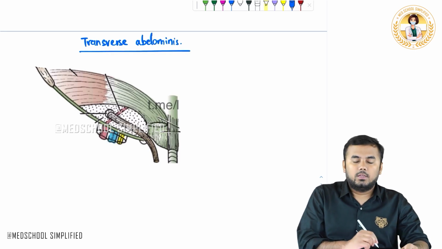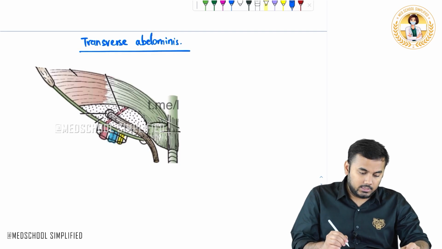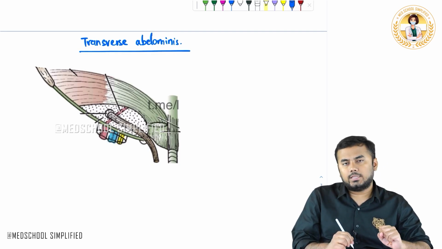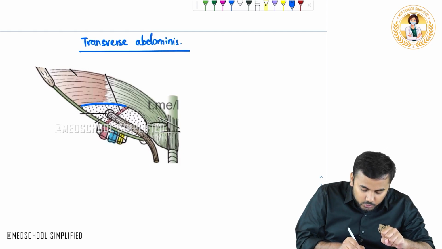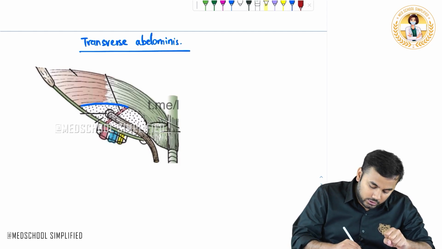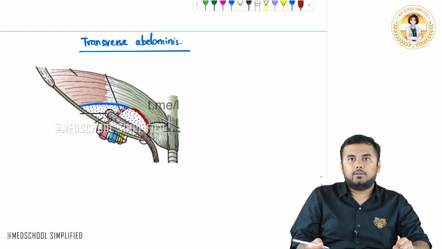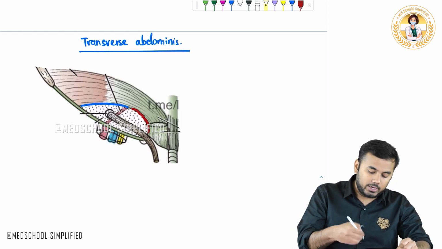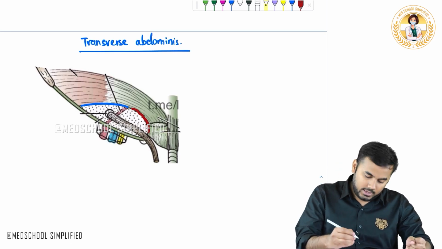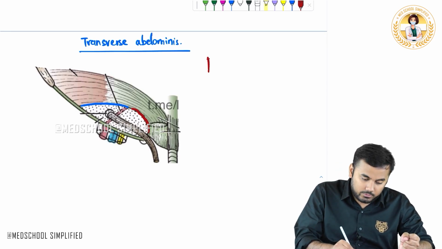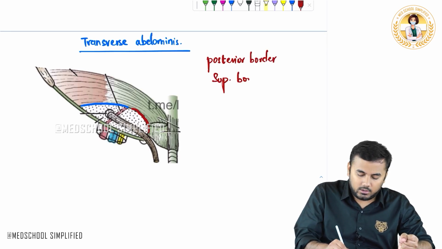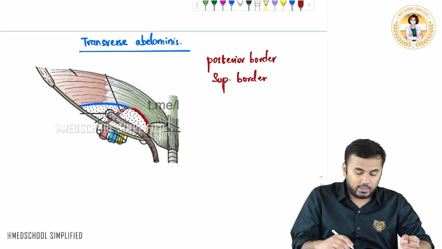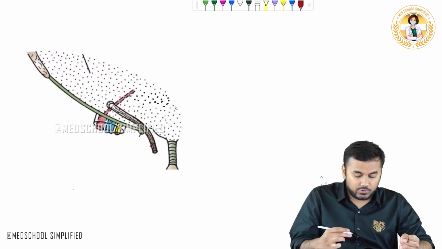If you look at the transverse abdominis muscle, it mainly forms two layers. This layer is called the posterior layer, and the one on the top is called the superior layer. So it forms the posterior border as well as the superior border of the inguinal canal. Okay, after the transverse abdominis, next we have a fascia.